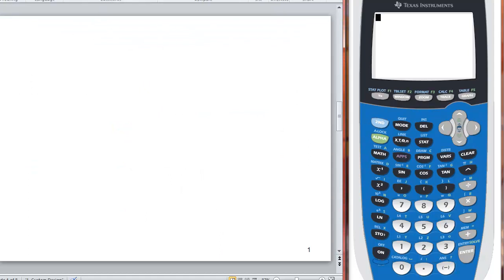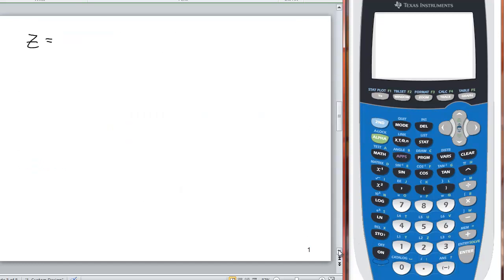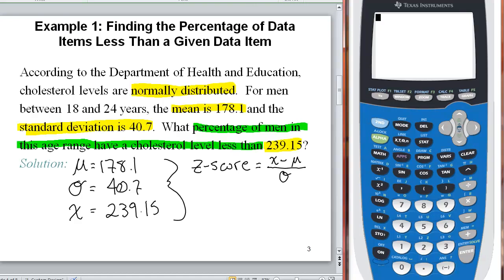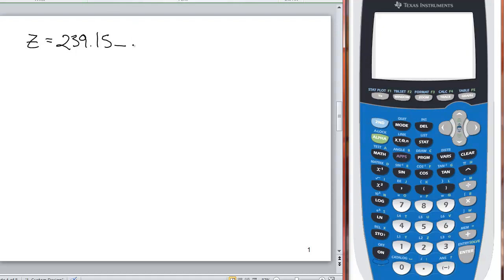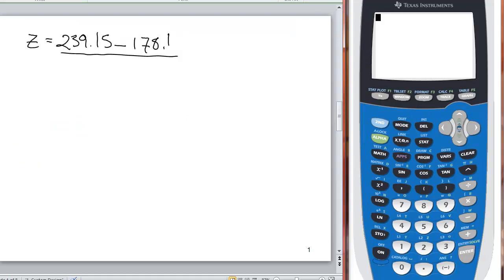Now I just want to calculate the z-score. The z-score, if we look, is 239.15 minus the mean score, which is 178.1, and that's all going to be divided by the standard deviation, which is 40.7. I'm not going to do this by hand. Of course, that's what I have the calculator for.